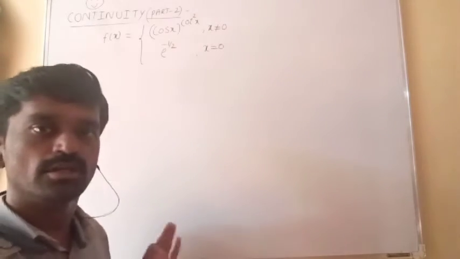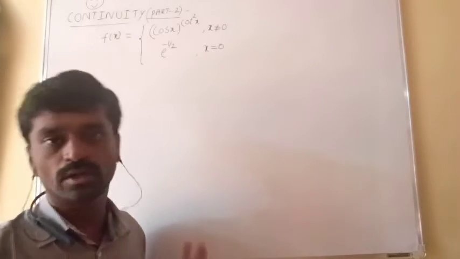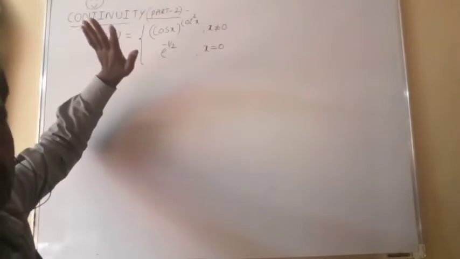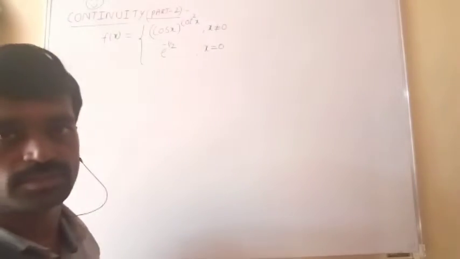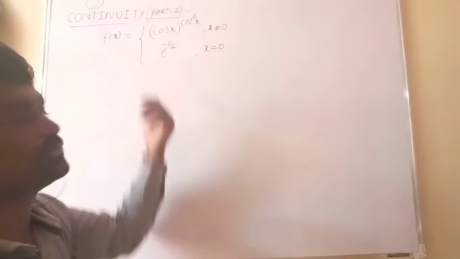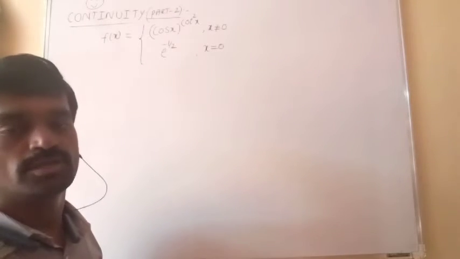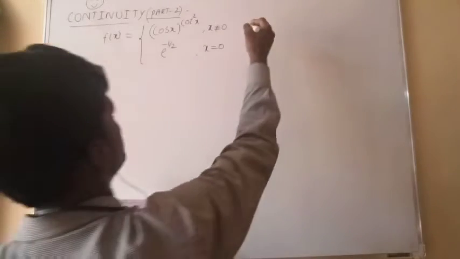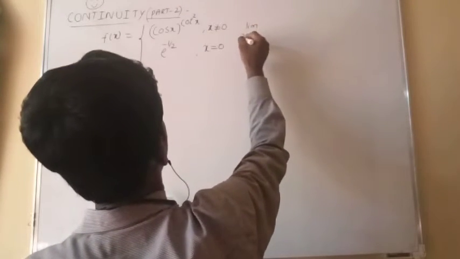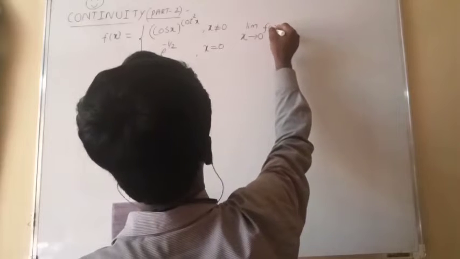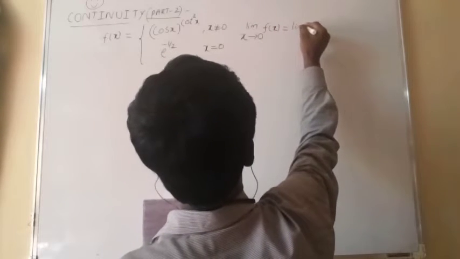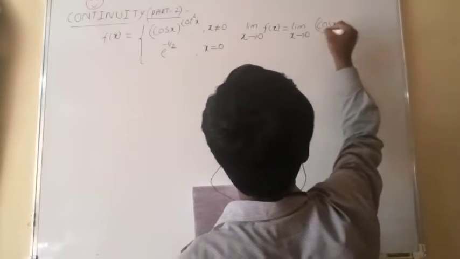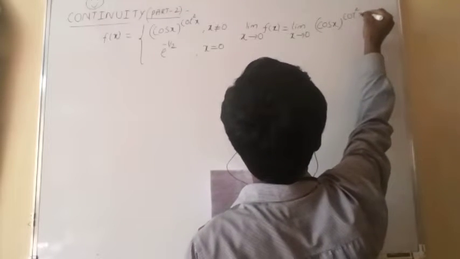That means we have to check whether limit of the function, value of the function both are equal or not. So here what is the value of the function at 0? E power minus 1 by 2. So just you find limit of the function. If the limit of the function is same as e power minus 1 by 2, then we can say that the function is continuous at 0. Otherwise discontinuous. So just calculating limit of the function here only. Limit x tends to 0 f of x is equal to limit x tends to 0 cos x power cot square x.